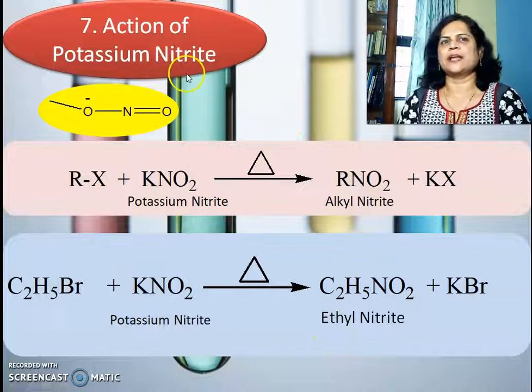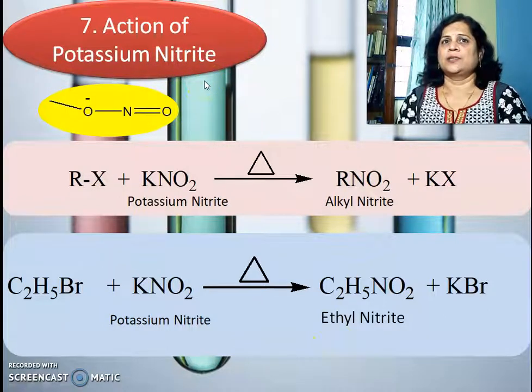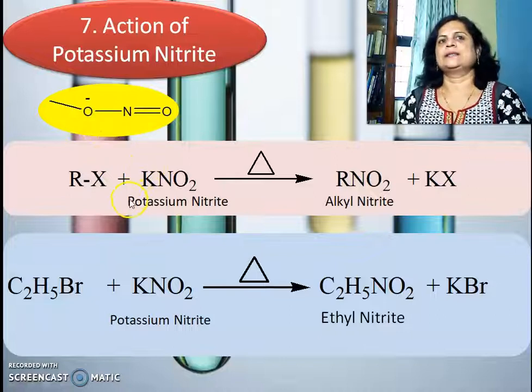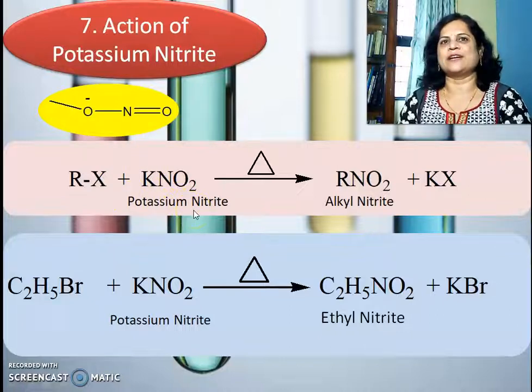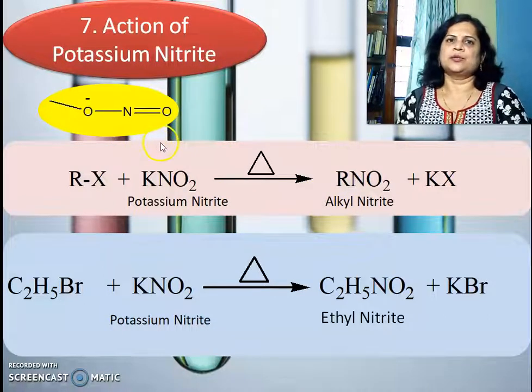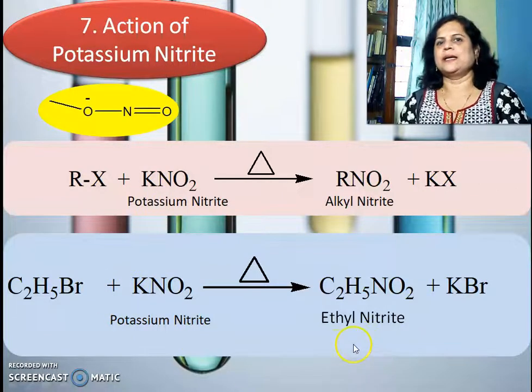Next reaction: action of potassium nitrite. The formula of potassium nitrite is KNO2. When alkyl halide reacts with potassium nitrite, alkyl nitrite is formed, having the formula RONO. When ethyl bromide is reacted with potassium nitrite on heating, what do they form? Ethyl nitrite.